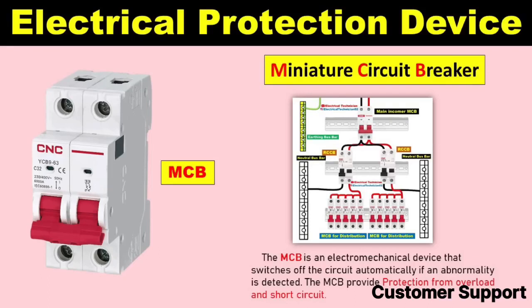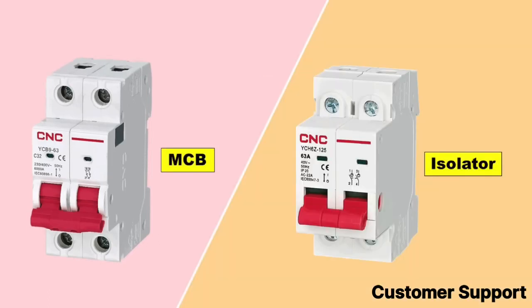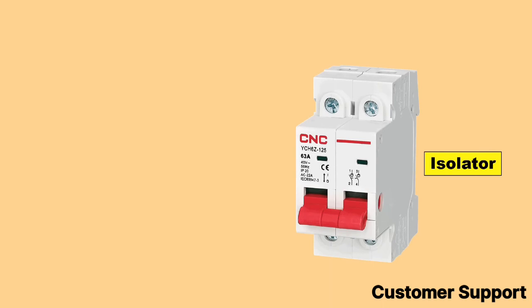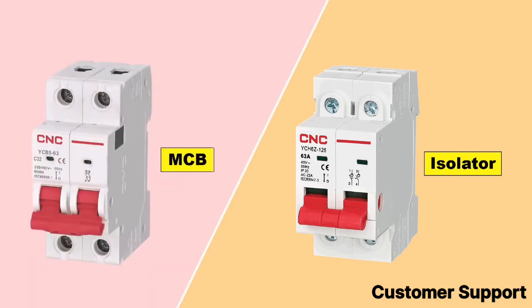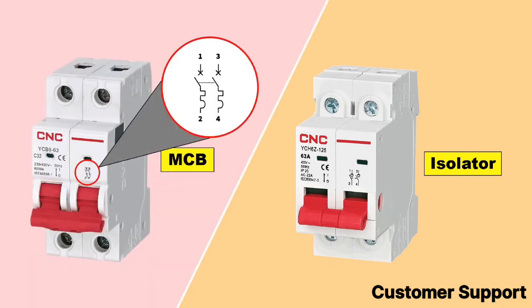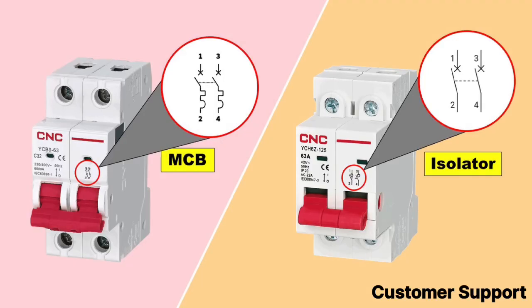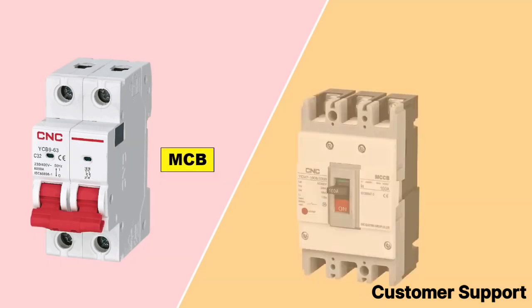If you go to market to buy a MCB, then from profit point of view, shopkeeper may sell you isolator in place of MCB. And if you install isolator in your home, then you will not get any kind of protection. You can look in this screen, what is the symbol of MCB and what is the symbol of isolator. So whenever you go to buy a MCB, look carefully at the symbol on the MCB, whether it is MCB or not.